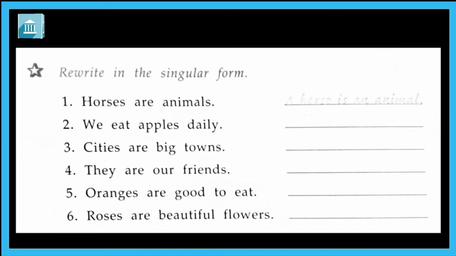Next exercise, rewrite in the singular form. In our previous exercise, we converted the singular sentences into plural form. Now we will convert these plural sentences into singular form. First one, horses are animals. So horses can be converted into a horse, are is converted into is, and animals are converted into an animal. So a horse is an animal.